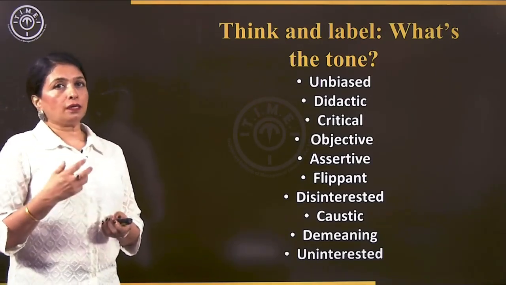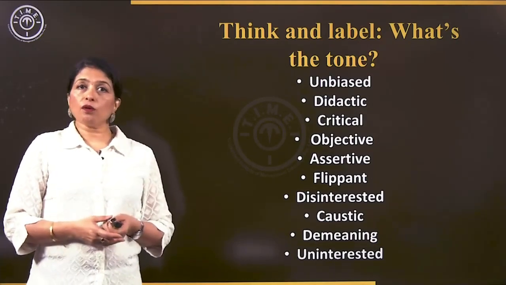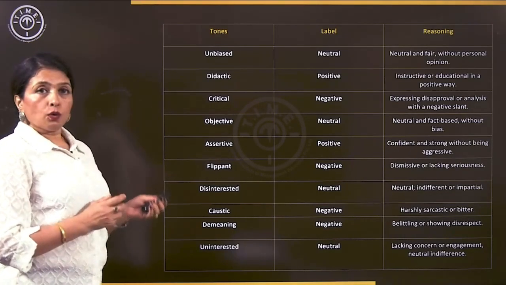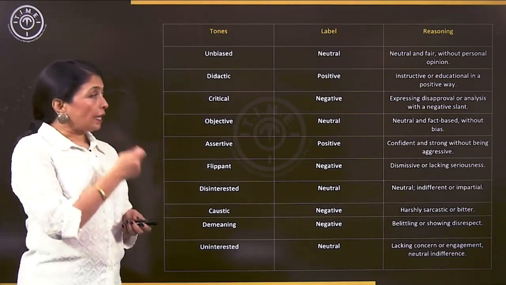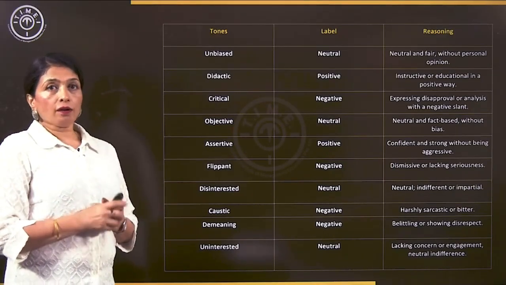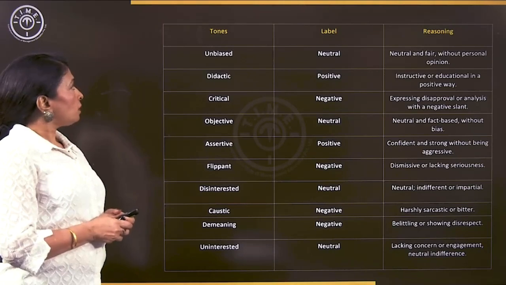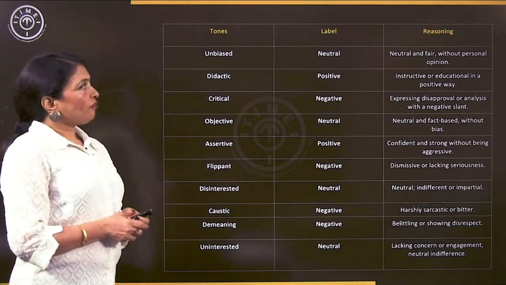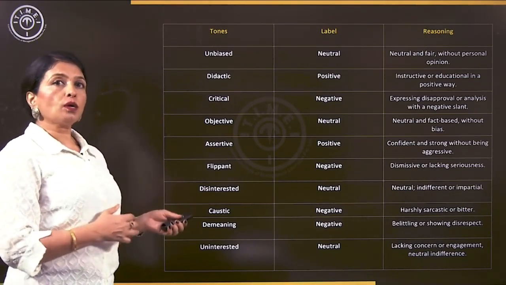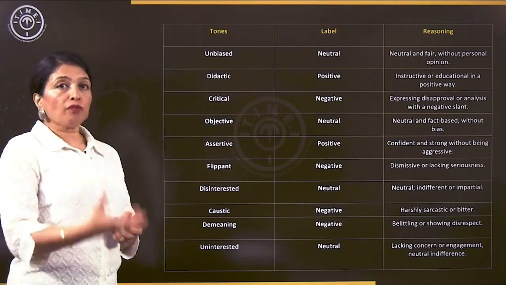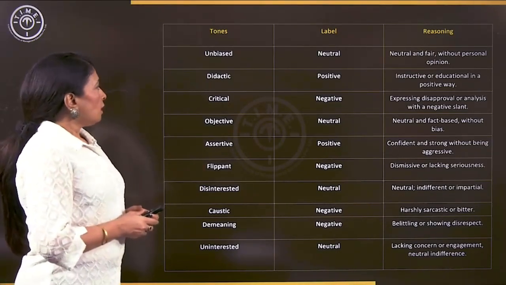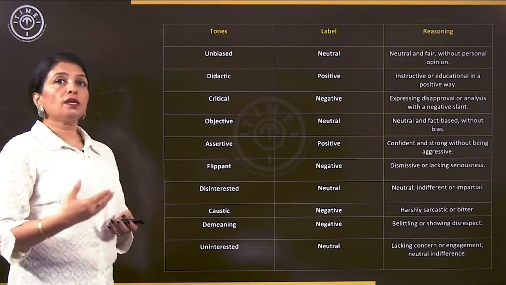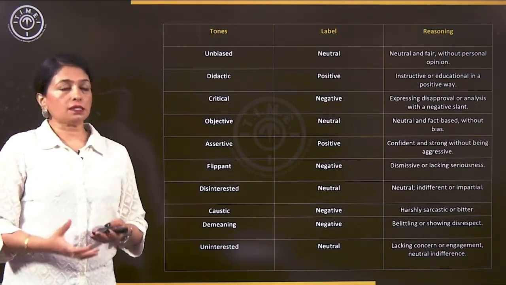Now, without letting you waste a lot of time or without leaving you confused, I have the answers right here. So, take a closer look at it. You may pause the video and then take a careful look at what's there right in front of you. So, an unbiased tone is a neutral tone, and neutral and fair without personal opinion is what kind of feeling this word conveys. Didactic is a positive tone and it is instructive or educational in a positive way. So it tries to teach us something.